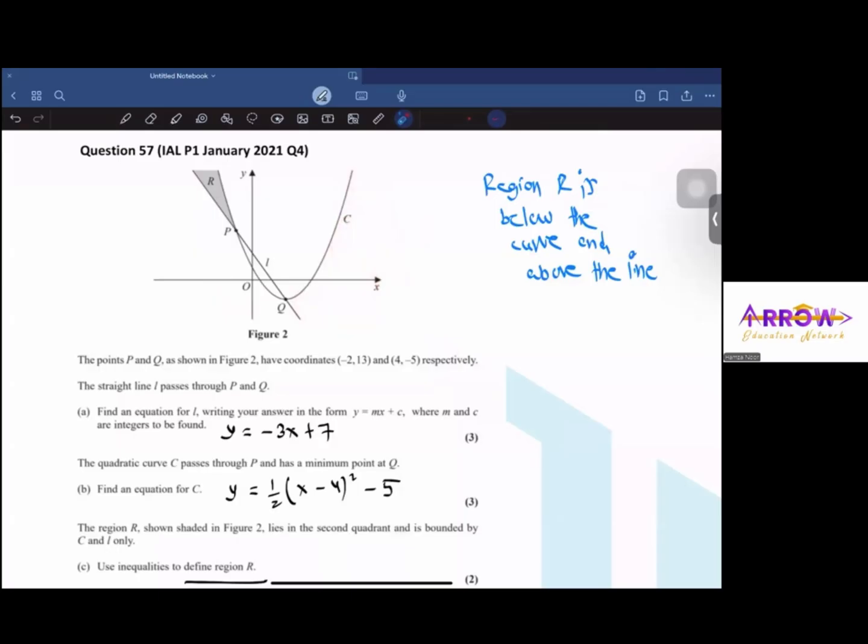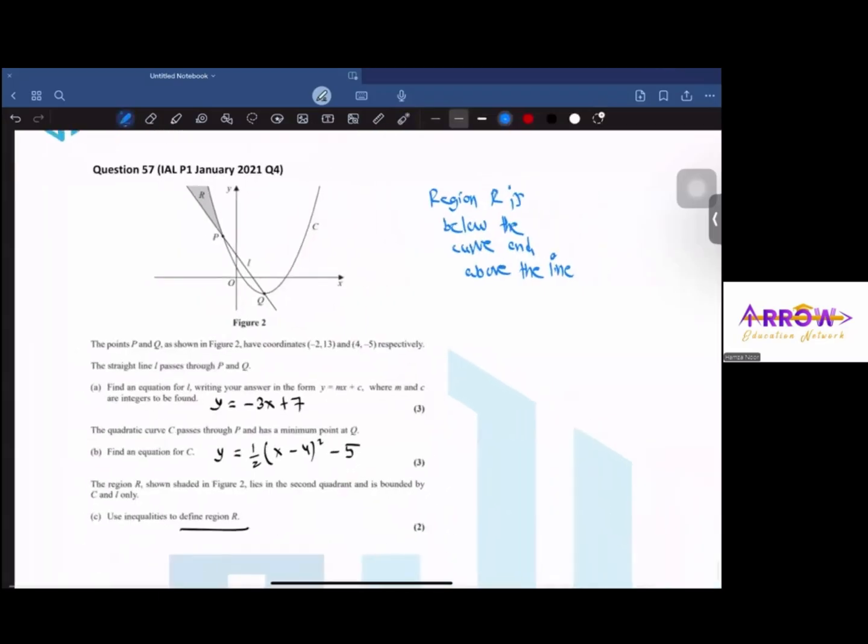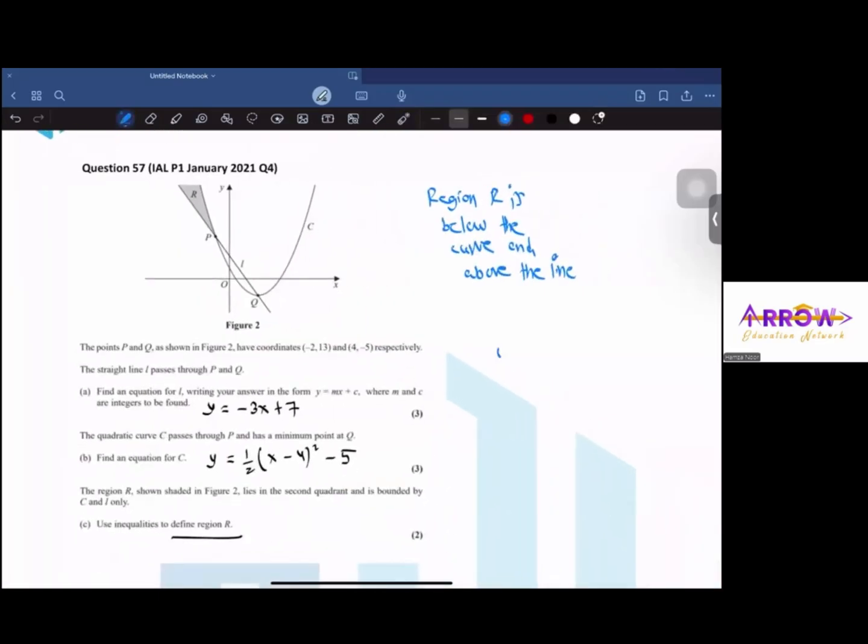If I say that the region R is just below the curve and above the line, so the region which is below the curve and above the line, this region is not included in the region R. So this means that we have to put a restriction over here. Agreed with this? Okay. So if I just say that the region R is below the curve and above the line, so if I just mention this inequality that y is less than or equal to half times (x minus 4) whole squared minus 5.